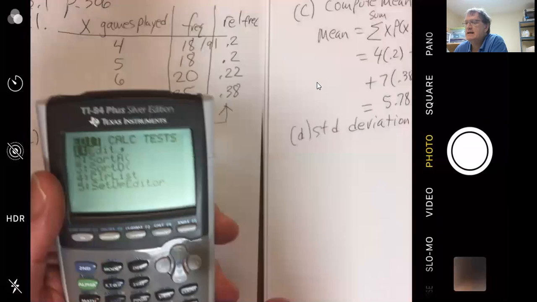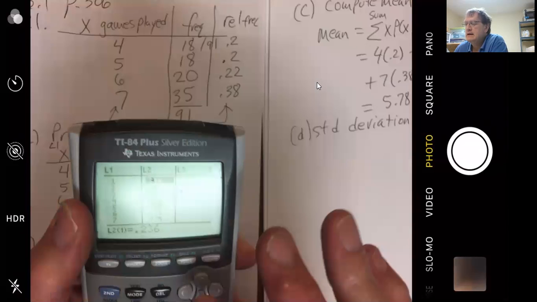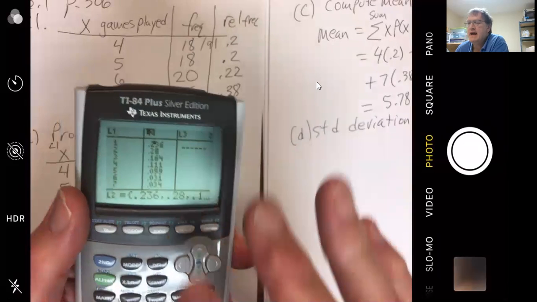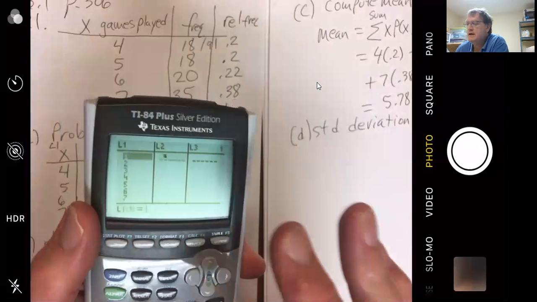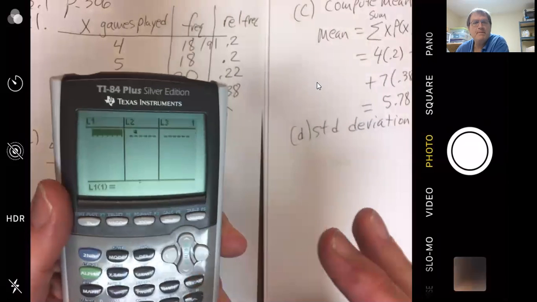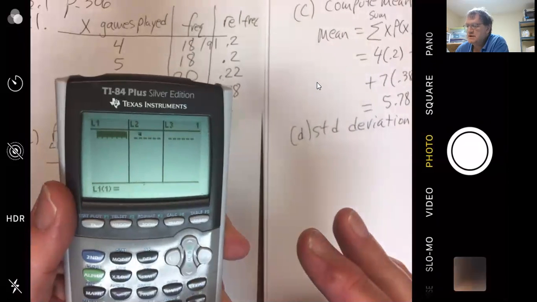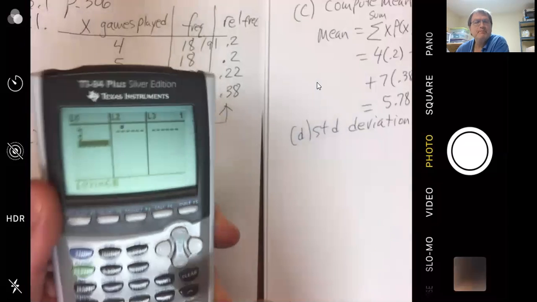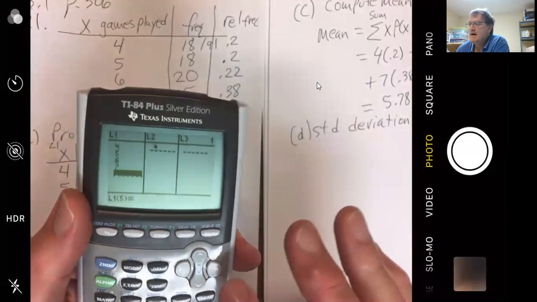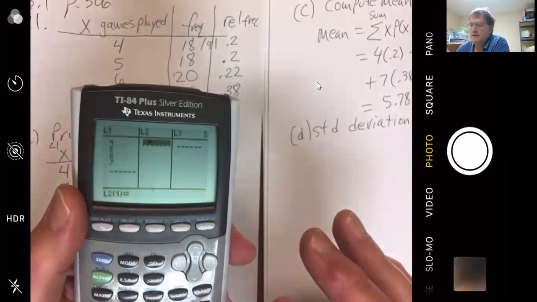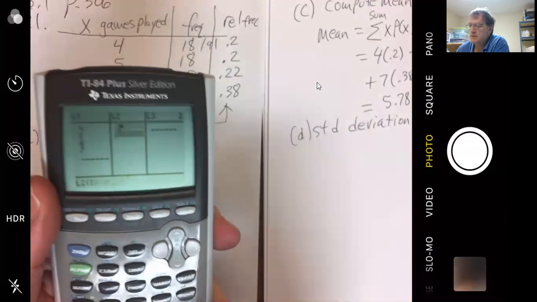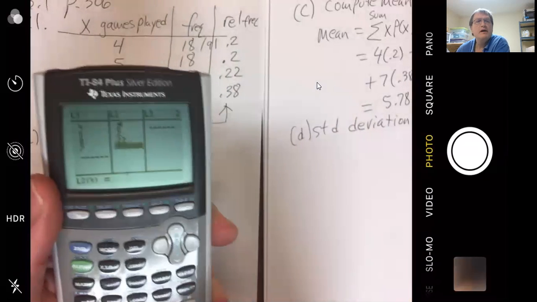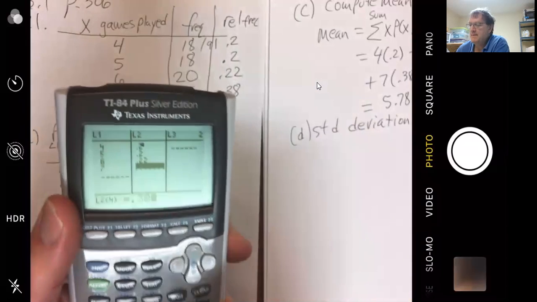Stat, edit. I'm going to clear up to the top label, clear and down. We did this in chapter 3. L1's pretty simple: 4, 5, 6, 7. All right. L2: 0.2, 0.2, 0.22, 0.38.